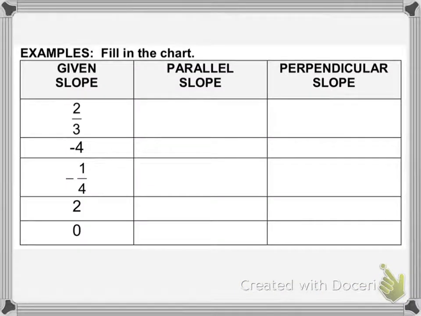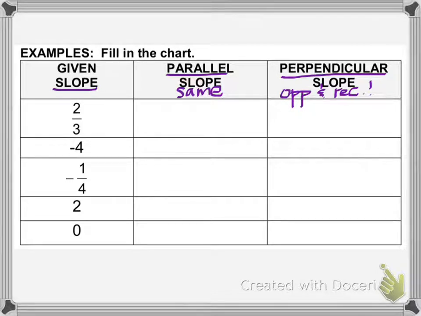Okay, so now we're going to take some given slopes in the left column, and we're going to either change or keep the slopes to represent the slopes of a line that would be parallel or perpendicular to the line that contains the given slope. Remember, for parallel slopes, those are the same, so you're just going to rewrite those slopes. Perpendicular slopes have to be both opposite, that means they have different signs, and reciprocal, that means they're flips of each other. So these have to have both, not one or the other, but both.